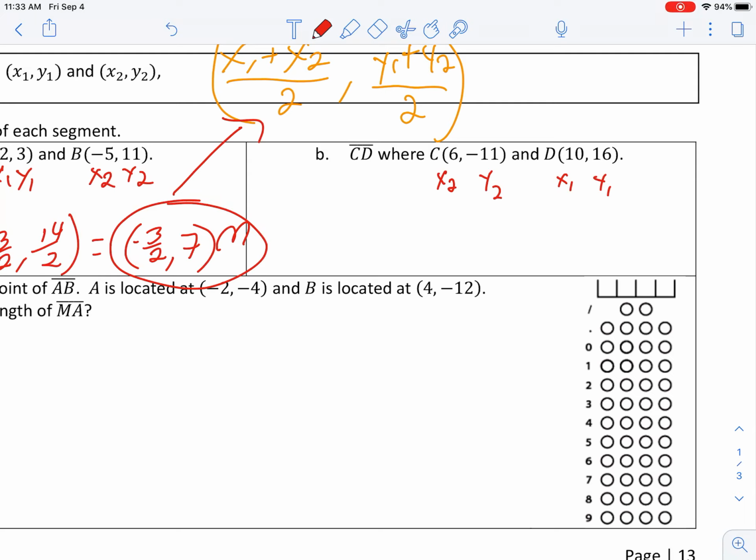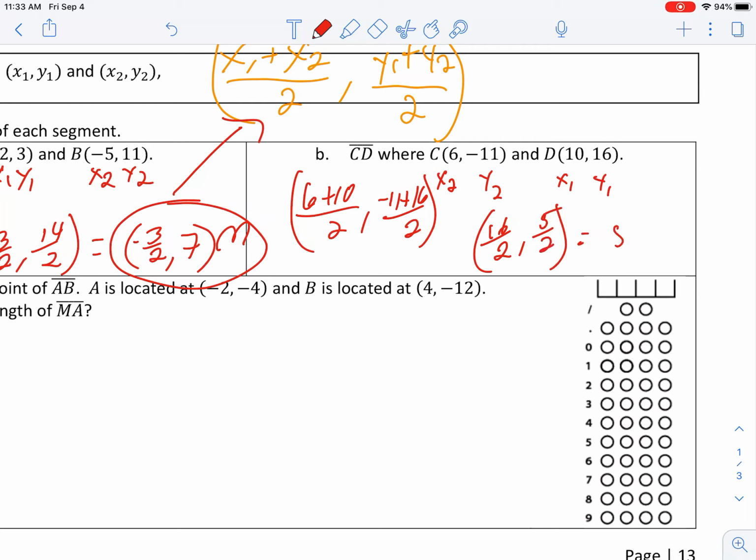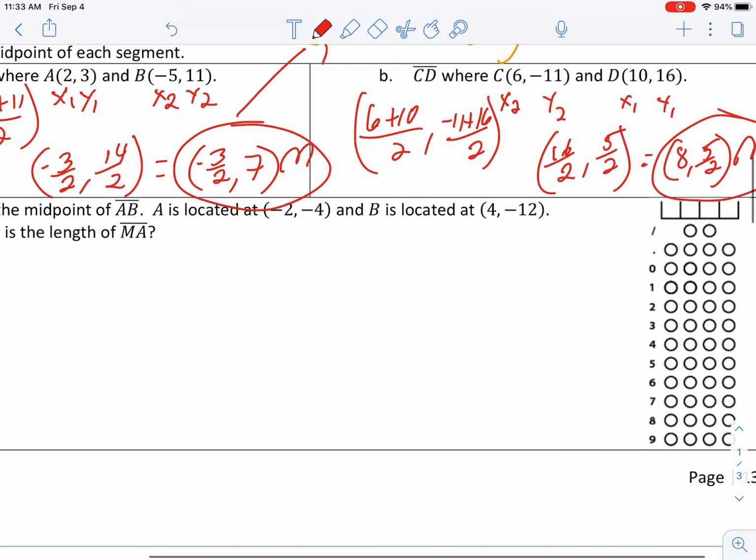So in this instance, finding the midpoint, average of the x's, 6 plus 10 divided by 2, and -11 plus 16 divided by 2. 6 plus 10 is 16. 16 divided by 2 will eventually give me 8. And -11 plus 16 is 5. Again, divide where you can. 8, 5/2, I just leave it as a fraction. And then my midpoint is located at 8, comma 5/2.